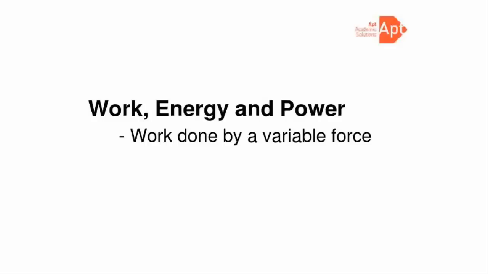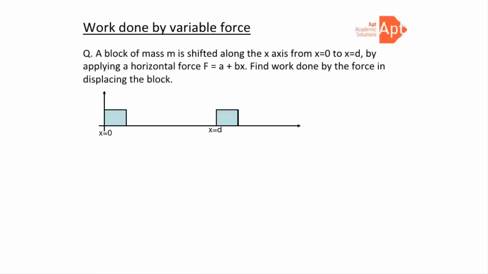Today we will discuss work, energy and power, and in it we will discuss work done by a variable force. This is a very important topic. We will try to deal with it by using an example. The example is: a block of mass m is shifted along the x-axis from x = 0 to x = d by applying a horizontal force F = a + bx. Find the work done by the force in displacing the block.